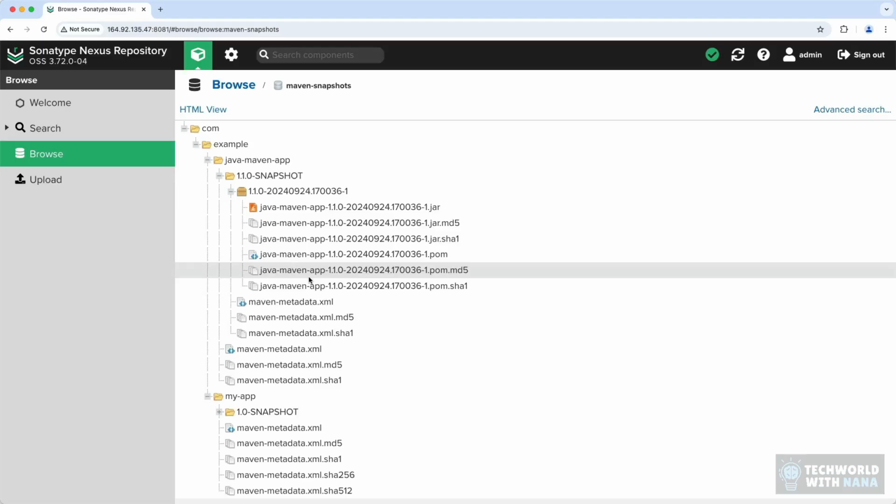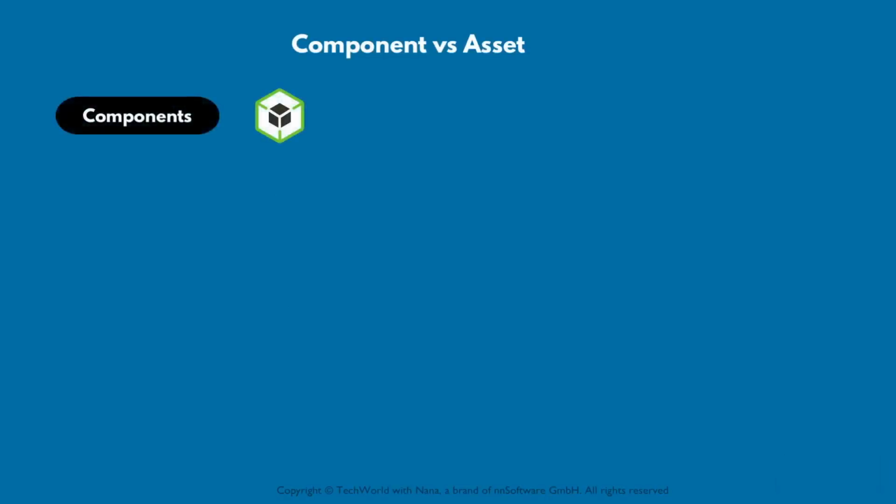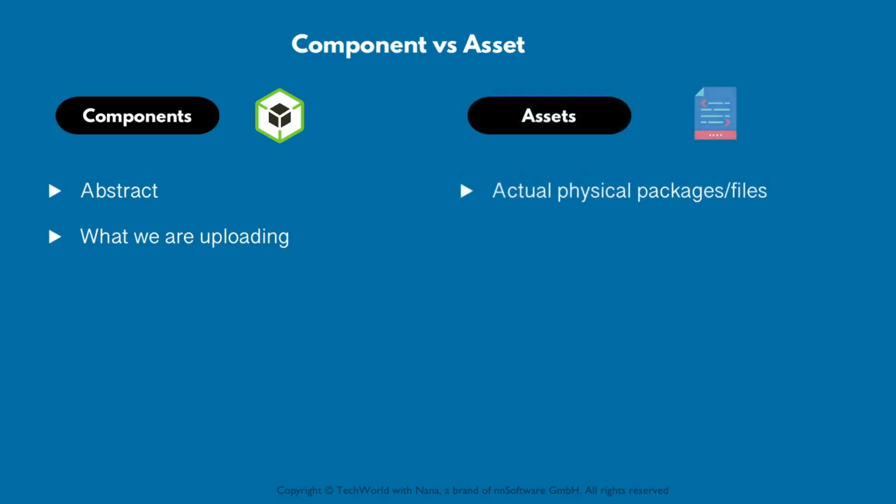And we also saw when we queried the endpoint of the Nexus API, we got a list of components, and each component then had its own object with a list of assets that belong to the component. So you can think of a component as more of an abstract, high-level definition of what we are uploading. So this is an application that we built, and we're uploading that application as a component. And you can think of the assets as actual physical packages or files that we're uploading.